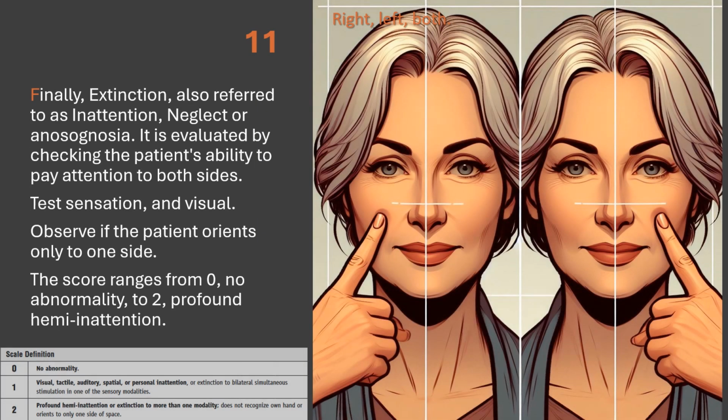Finally, extinction, also referred to as inattention, neglect, or anosognosia. It is evaluated by checking the patient's ability to pay attention to both sides, sensation and visual. Observe if the patient orients only to one side. The score ranges from 0, no abnormality, to 2, profound hemi-inattention.